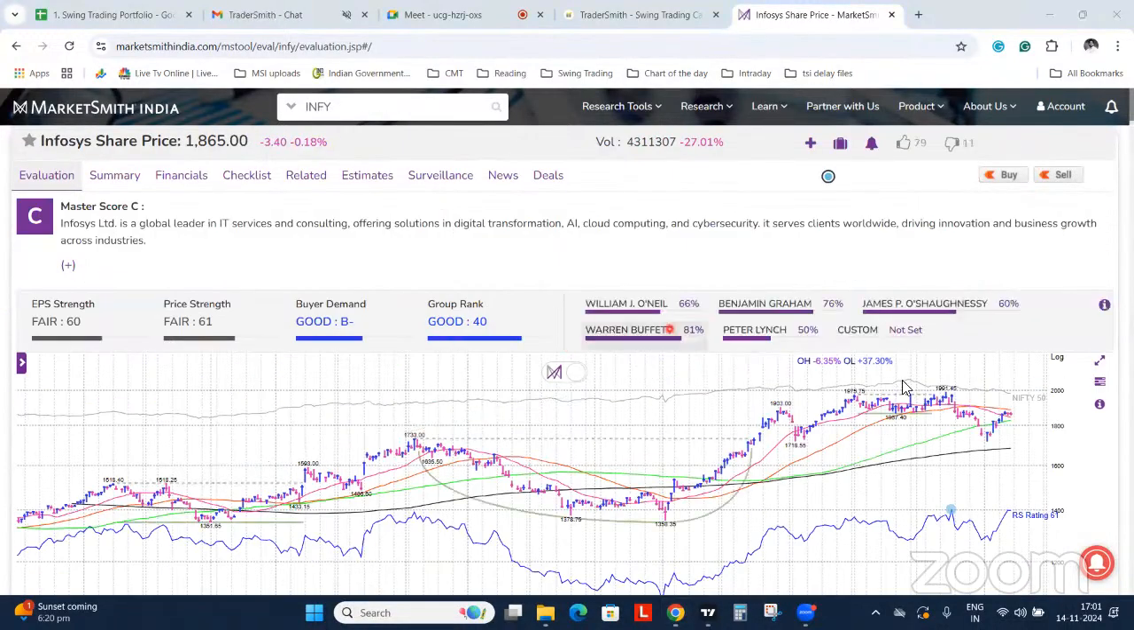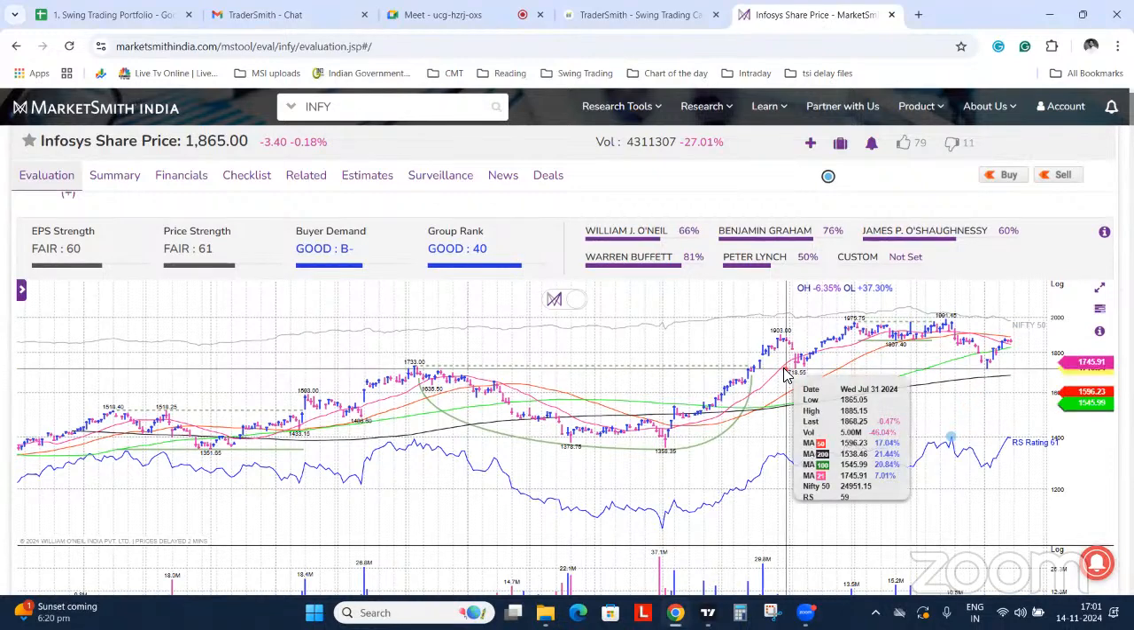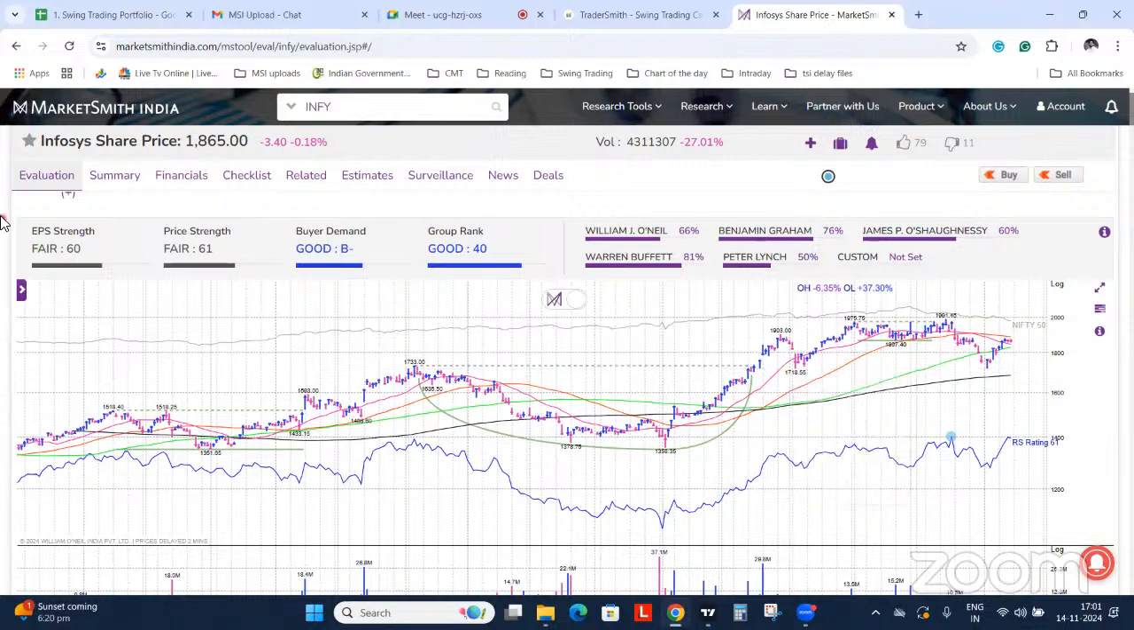Okay. So Infosys, as you know, the IT index is the only one showing comparative strength. This Infosys is also showing some positivity. There is a good bounce back from the level of almost 1700, 1725, and currently it is 1865.